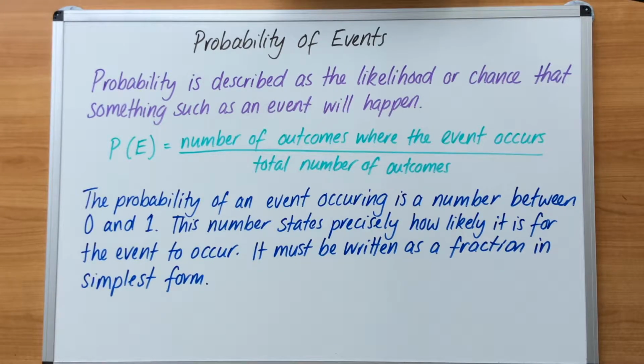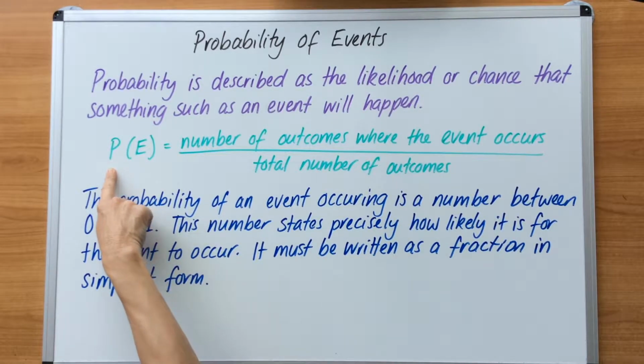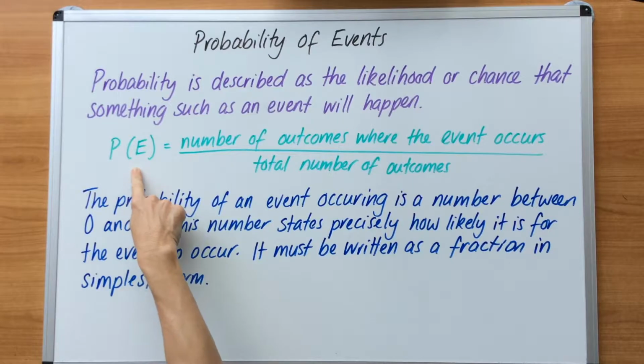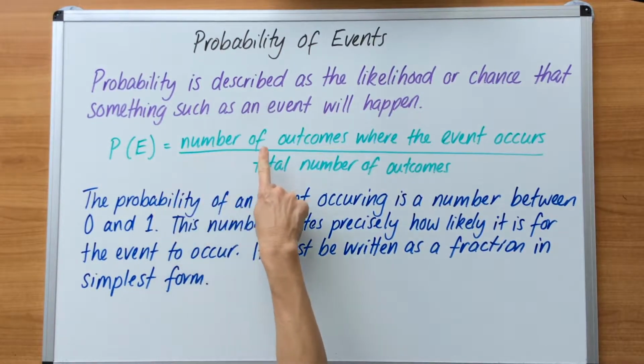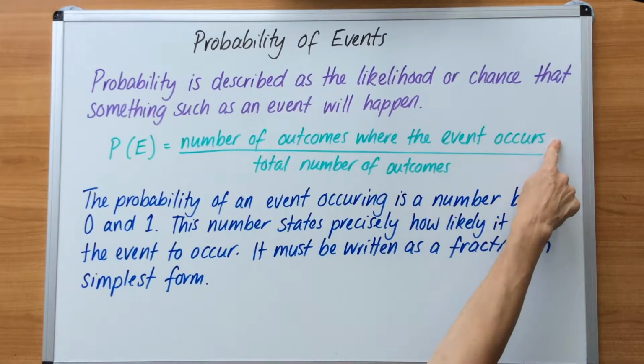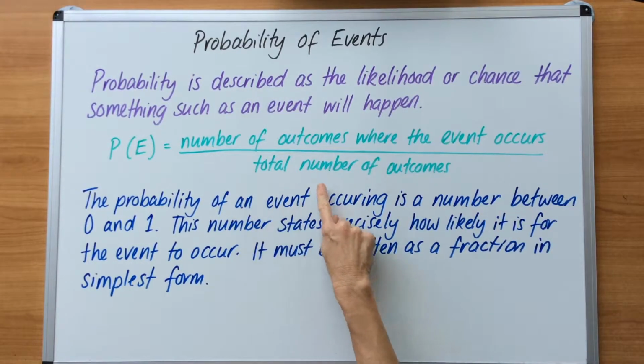This video focuses on probability of events. Probability is described as a likelihood or chance that something such as an event will happen. The rule for probability is P, for probability, and E for event, so the probability of this event happening equals the number of outcomes where the event occurs divided by the total number of outcomes.